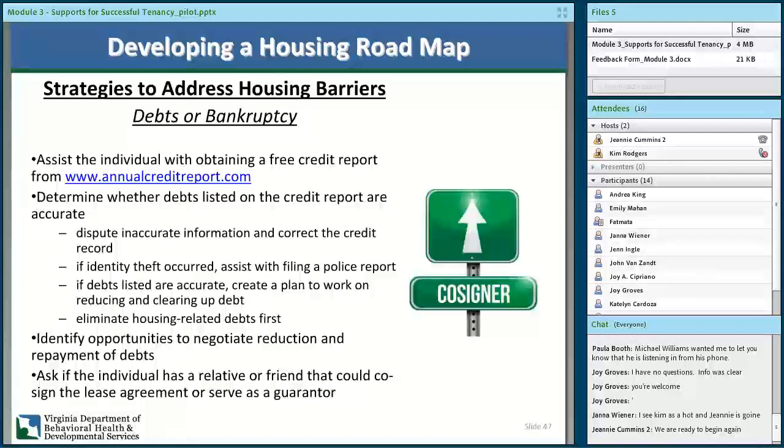Again, ask if the individual has savings, family resources, a special needs trust or ABLE account that could help cover the payment. If not, flexible funding may also be able to assist. Finally, it may be helpful to ask the individual if the individual has a relative or friend that could co-sign the lease agreement or serve as a guarantor if landlords require this to approve a rental application.